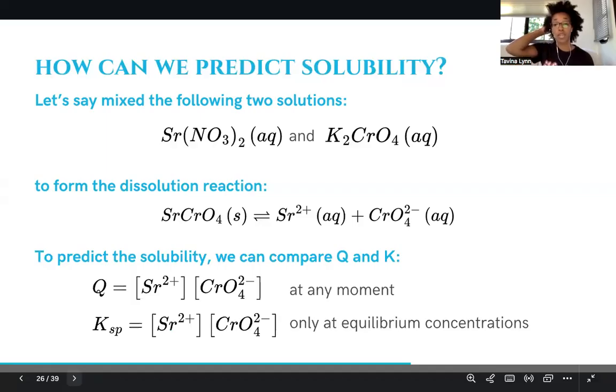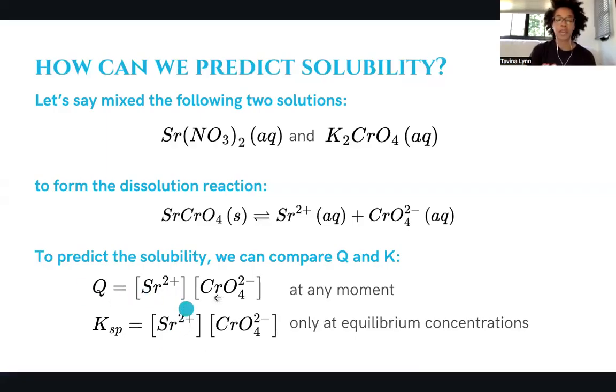We can compare Q, right, which is we have this expression for Q, right, that corresponds to the product of the concentration of our products over that of reactants. In the case for dissolution reactions, it's just our products. And we can measure Q at any moment, whereas our Ksp, our solubility product constant, is only at equilibrium concentration. So we can compare these two to make predictions about the solubility of strontium chromate.